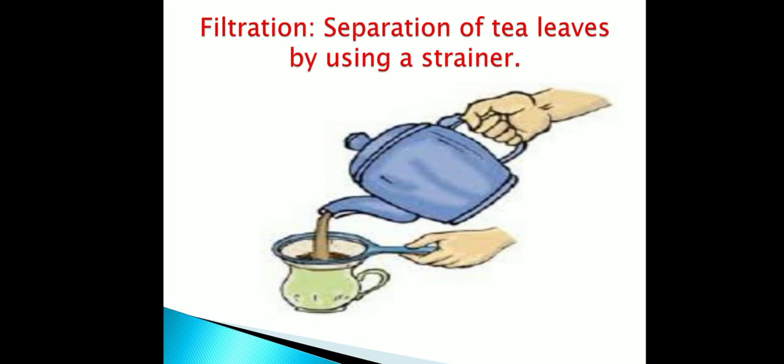Here, children, after preparing tea, it is passed through a strainer or a piece of cloth to separate the tea leaves. Tea leaves are bigger in size than the holes of the mesh or the pores of the cloth. Therefore, they are retained on the strainer, which works as a filter. This process is a common example of filtration. It is used to separate solid impurities from liquid.